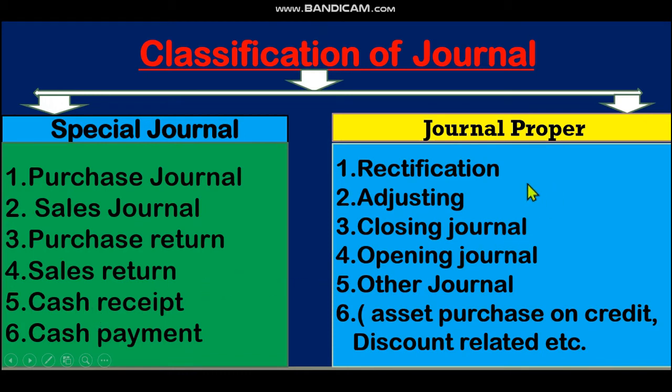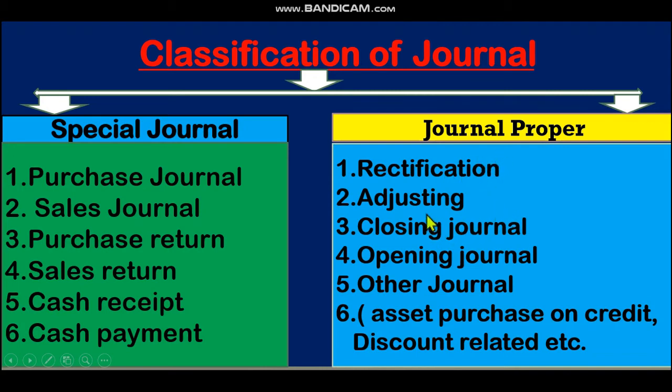Now journal proper. Dear student, mainly all types of transaction are recorded. These 6 types of transaction, if anything remains left, that means the other types of transaction, whatever transaction is left, will be recorded in journal proper. Like rectification, that means if there is any correction, any mistake done by the accountant, that rectification journal will be in journal proper.